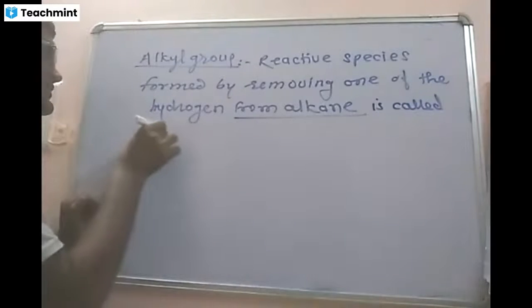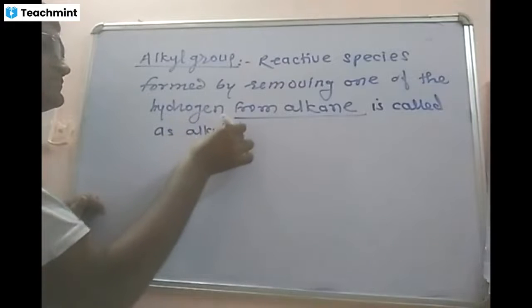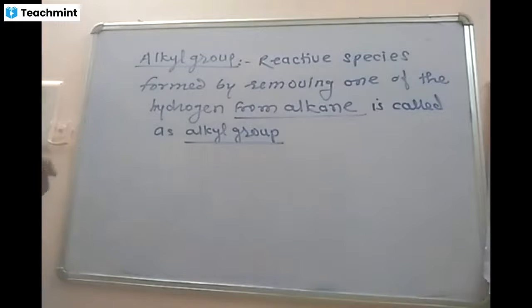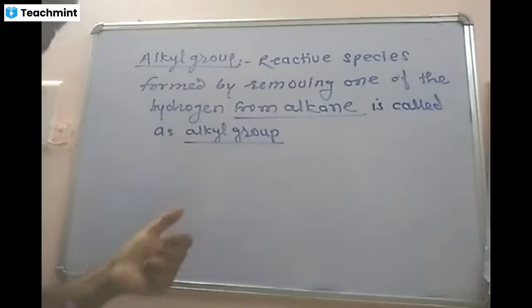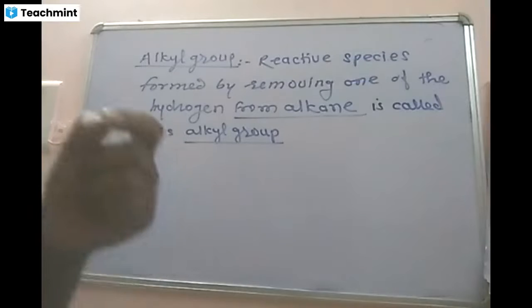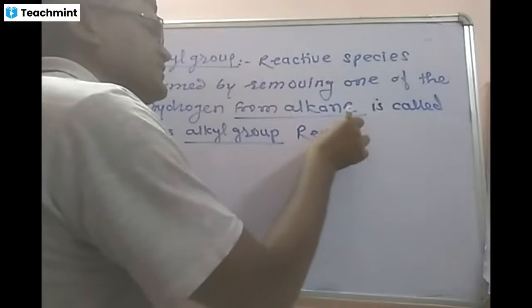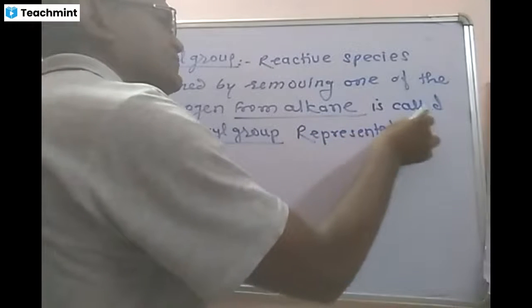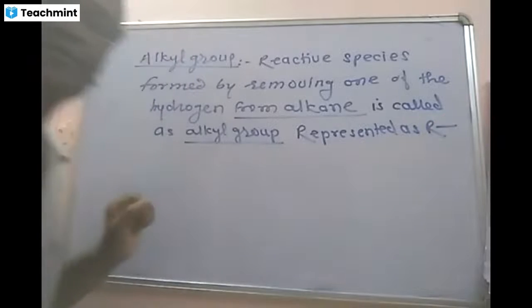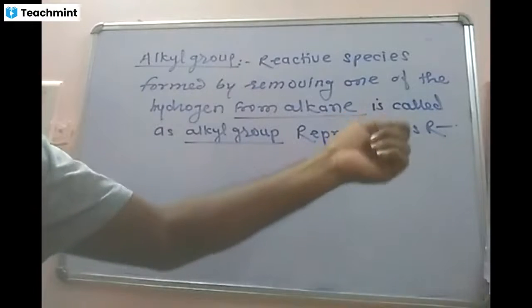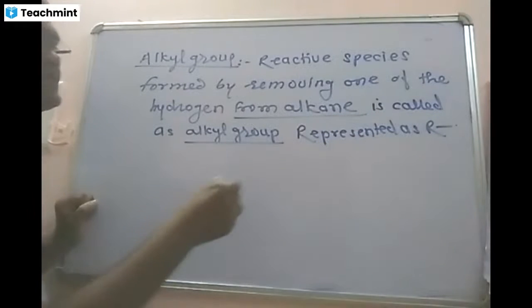It is called alkyl group. This is a reactive species. How is it formed? It is formed by removing one of the hydrogen from alkane. Now alkane से जब एक हाइड्रोजन हम निकाल देते हैं, you will find that it is the most reactive species, because one of the valency of that carbon will be open. और इसका रिप्रेजेंटेशन की बात करते हैं. Now R dash means this is the open valency. This is not a dash. This is the open valency, or one of the covalent bonds is open for formation of a bond. They are represented like this.